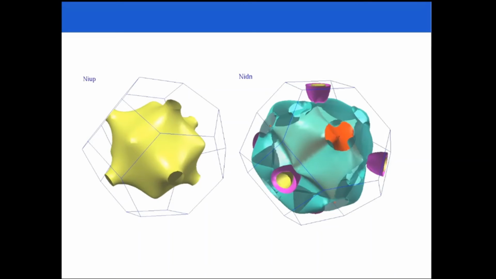And here's the same thing for nickel. So this big sheet is similar in the two spins, but there are extra pockets here that you get for spin down and not for spin up.